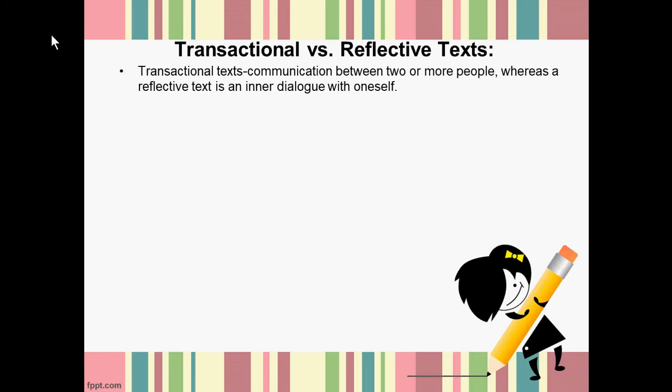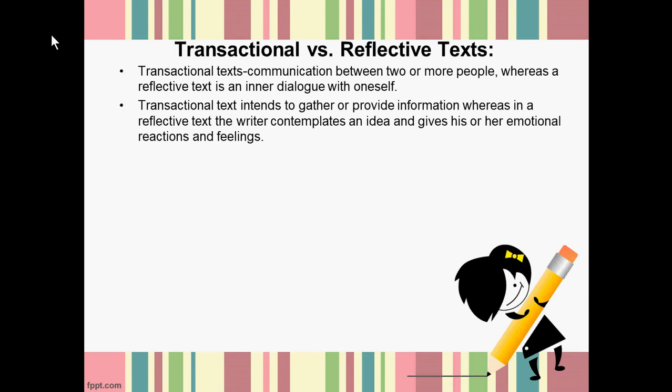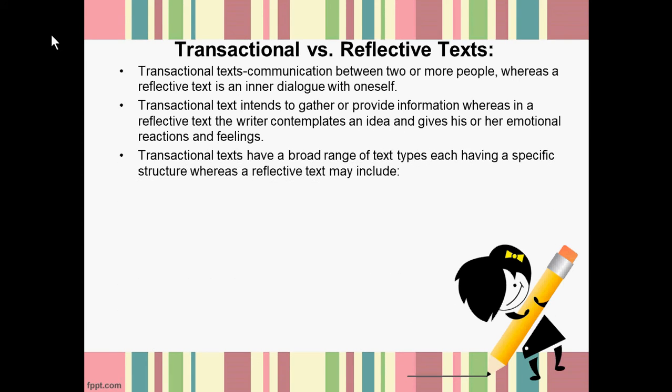Therefore, transactional versus reflective text, when we look at both these texts, it is communication. Transactional text is a communication between two or more people, whereas a reflective text is an inner dialogue with oneself. Transactional text intends to gather or provide information, whereas in a reflective text, the writer contemplates an idea and gives his or her emotional reactions and feelings.